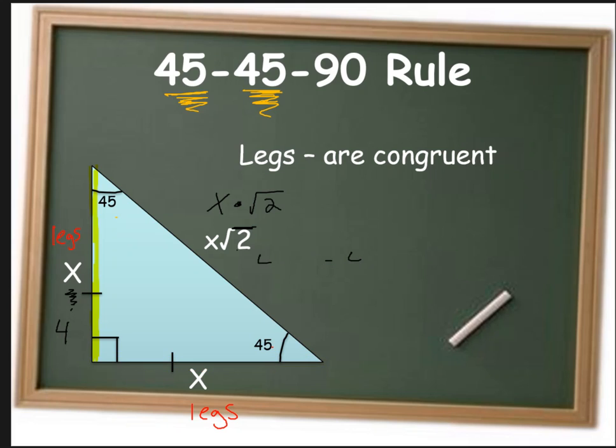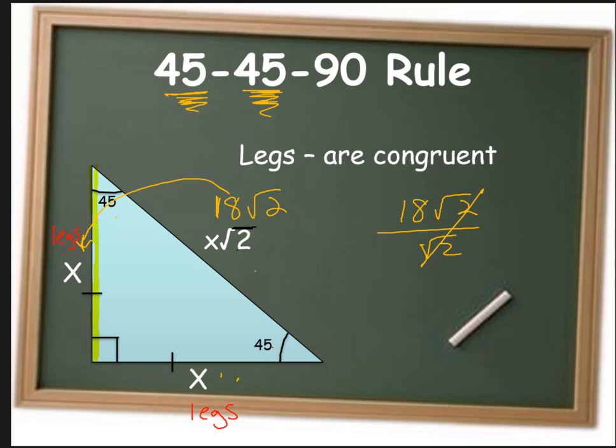How this would get harder, a hard level of difficulty with the 45, 45, 90s, would be if you started with the hypotenuse. If you started with the hypotenuse, and let's say this is 18 root 2, then you have to go backwards. If you're going backwards, then you have to think about what the opposite operation would be. To go from here to there, I multiply by root 2. So to go backwards, I need to divide by root 2. Those would go away, and this would just be 18.